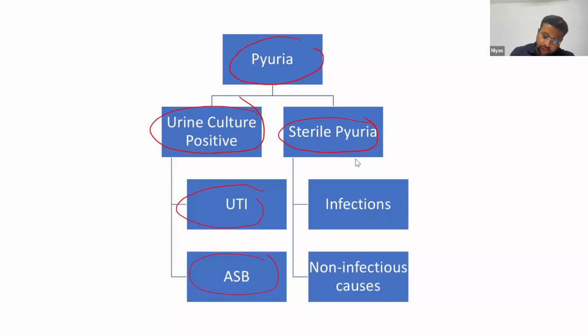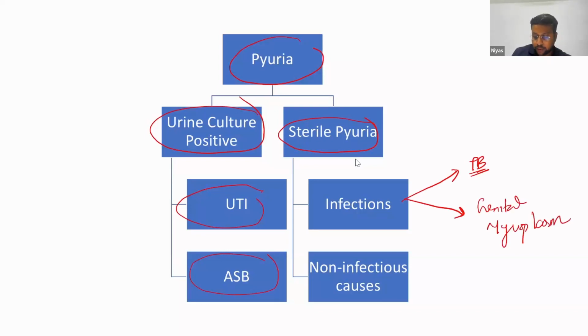This can occur due to infections. For example, tuberculosis, genitourinary tuberculosis is one common cause. Then there are other organisms called genital mycoplasmosis, which can also present in a similar way as sterile pyuria. But sterile pyuria many of the times can be non-infectious also. Non-infectious causes like interstitial nephritis can also cause pyuria. So this is broadly about pyuria.